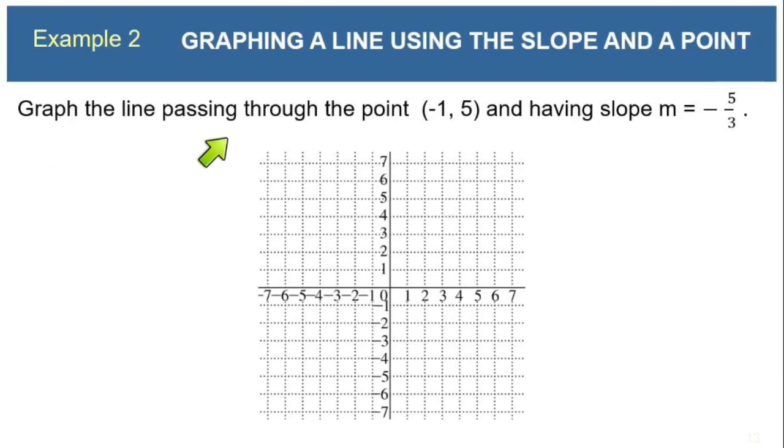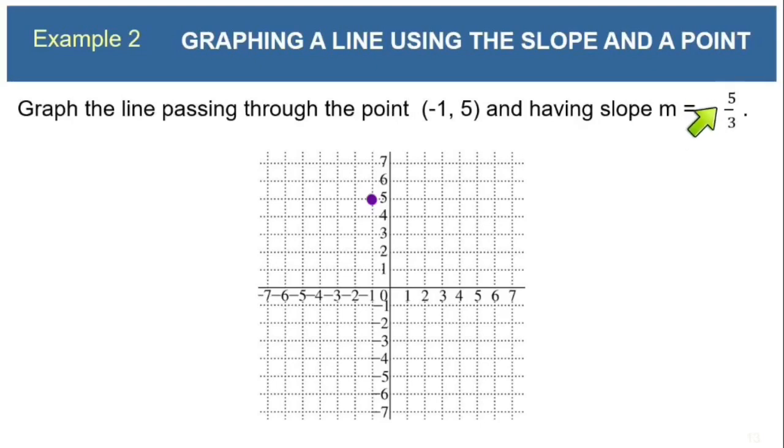This says graph the line passing through the point -1, 5 and having slope m equals -5/3. So the first thing we do is we plot the point -1, 5. That point will be left 1 from the origin and up 5. So our point goes there. And then we want to use the slope as rise over run.